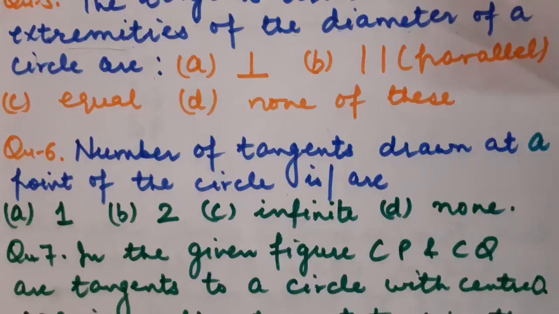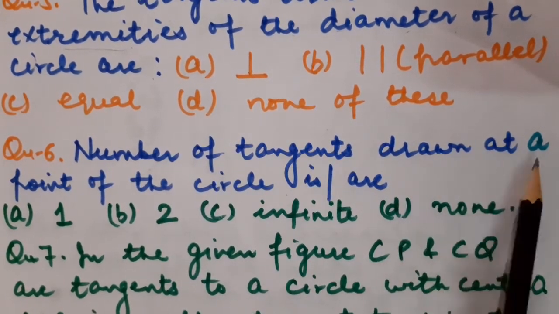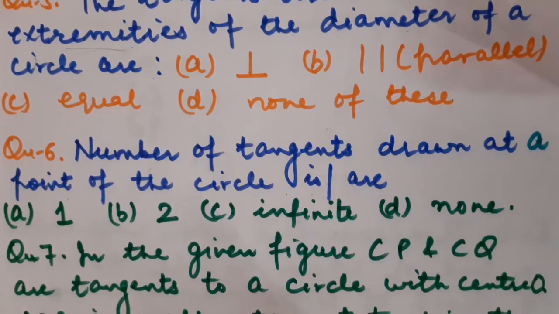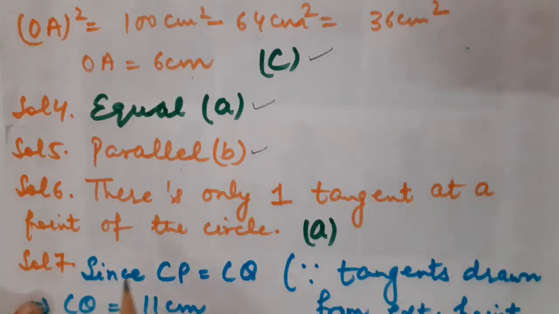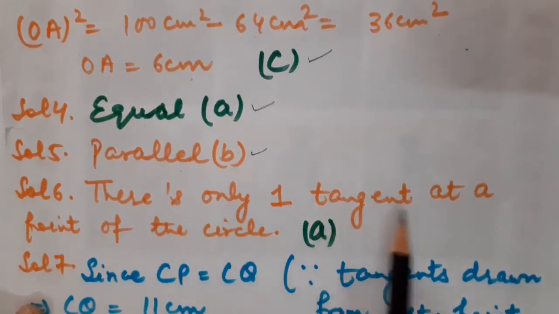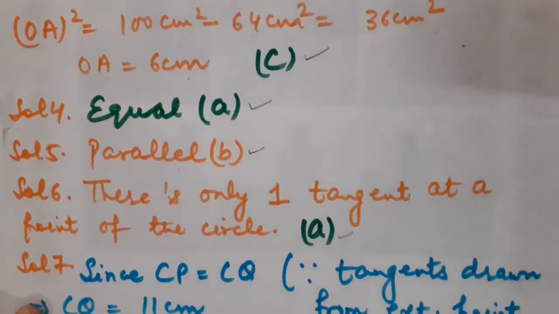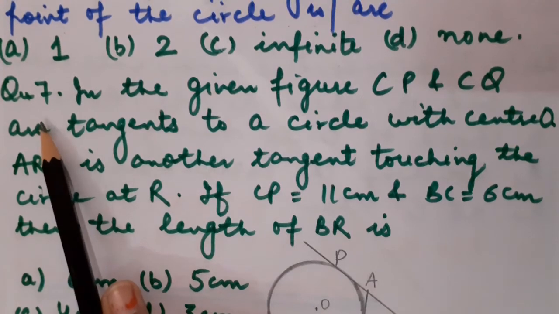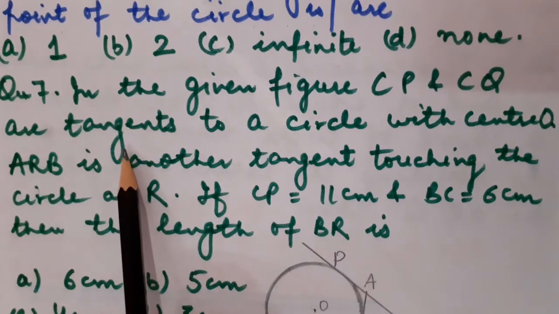Correct, children? Now question number 6: tell the number of tangents drawn at a point of a circle is or are dash. Children, you know very well, from a point of a circle, how many tangents can be drawn? Correct. Only one tangent can be drawn at a point of a circle. So A is the right option. Correct, children? Now let us switch to 7th question, 7th MCQ. In the given figure, CP and CQ are the tangents to the circle.